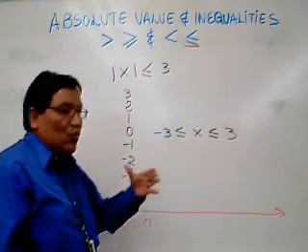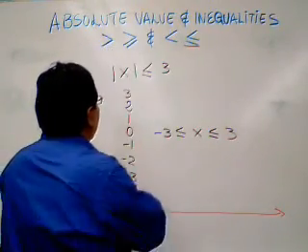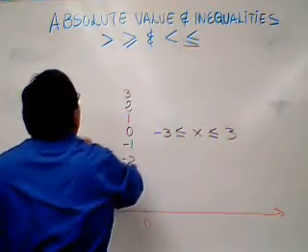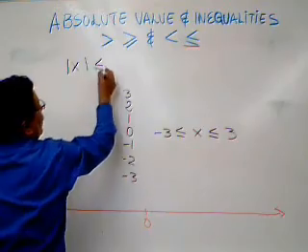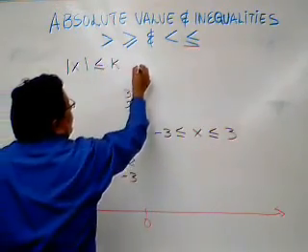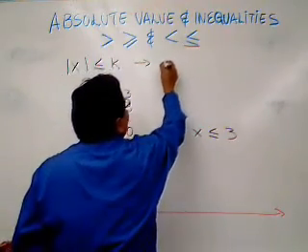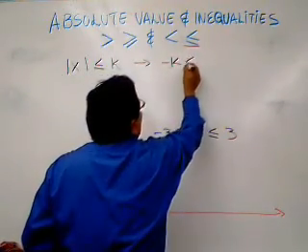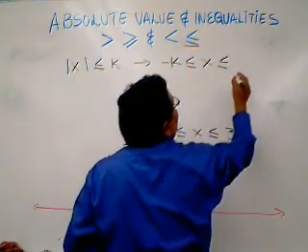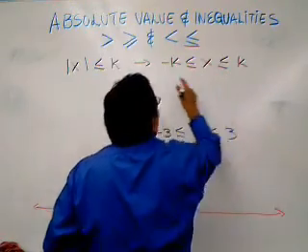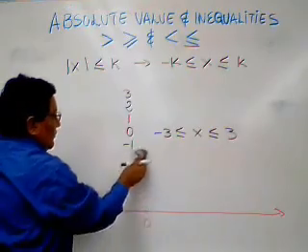Now looking at this, we can come up with our own rule. Let's say I have the absolute value of x less than or equal to k. The solution of this will be negative k is less than or equal to x, and x is less than or equal to k. So this is the general rule for this example.